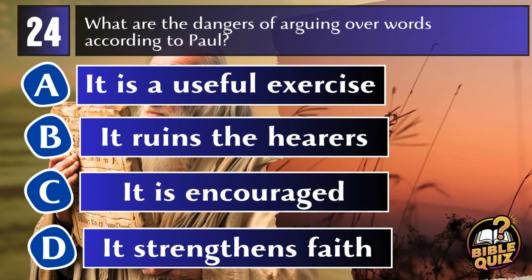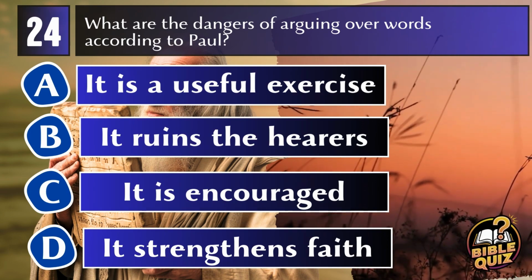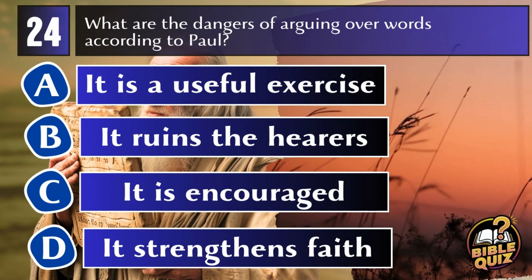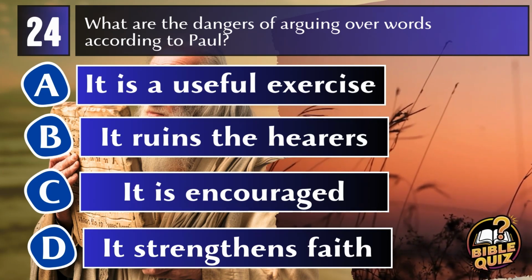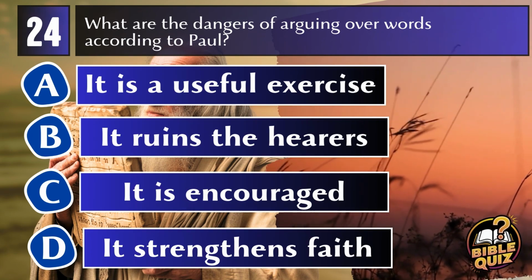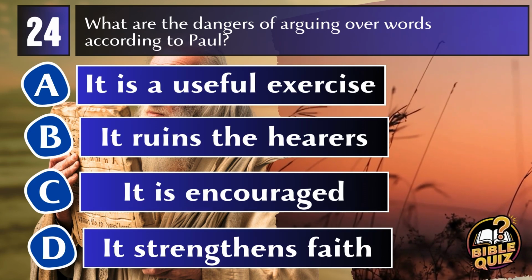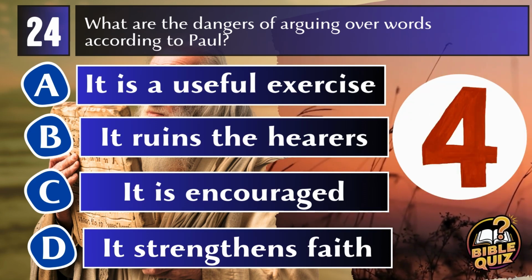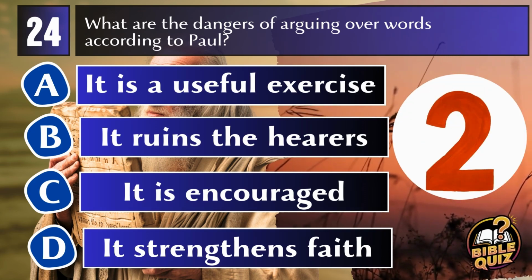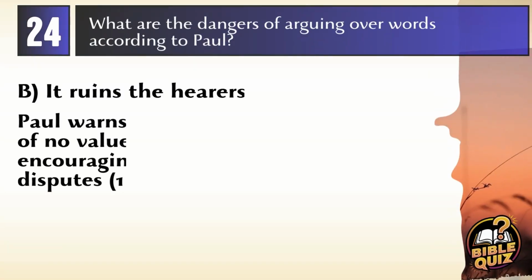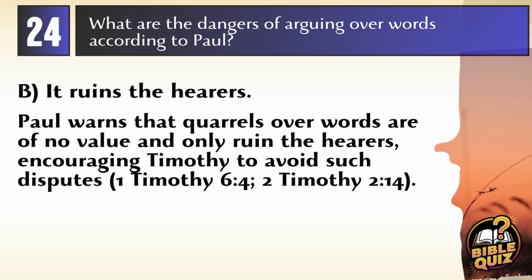Question 24. What are the dangers of arguing over words according to Paul? A. It is a useful exercise. B. It ruins the hearers. C. It is encouraged. D. It strengthens faith. Answer B. It ruins the hearers. Paul warns that quarreling about words is of no value and only ruins the hearers, urging Timothy to rightly handle the word of truth. 1 Timothy 6:4, 2 Timothy 2:14.